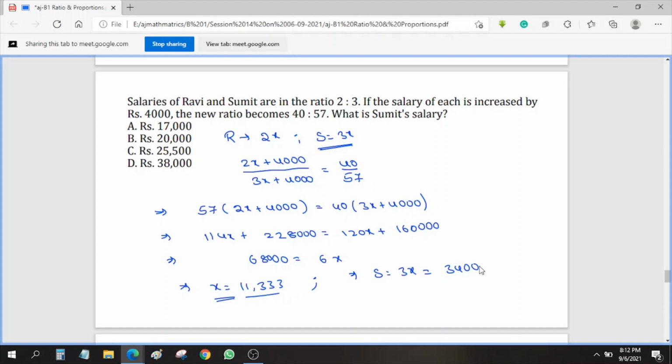34,000 is Sumit's salary, 3x. But it is asking Sumit's present salary. Sumit's present salary is 3x plus 4,000, which is 34,000 plus 4,000, equal to 38,000. So this is how we find the answer for the question. Hope I am clear with this.